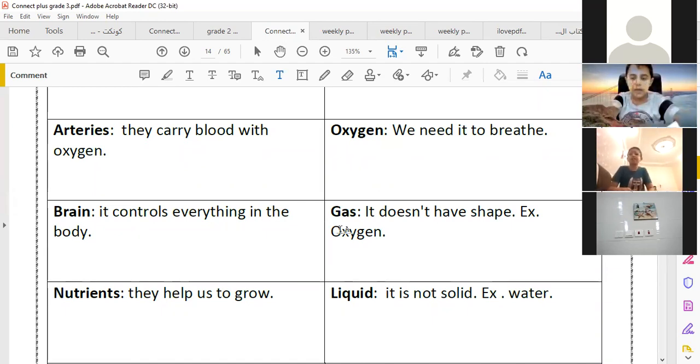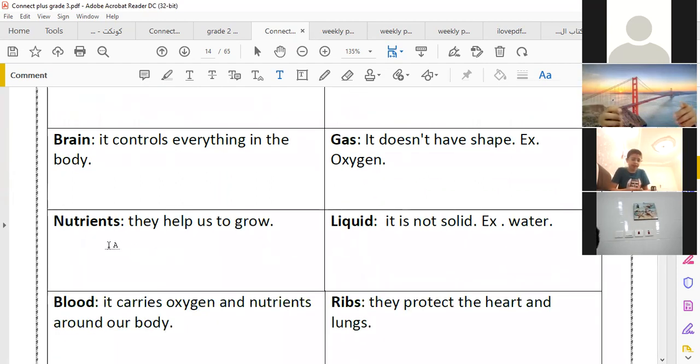Yes. It doesn't have shape. For example, oxygen, nutrients. Wait a minute, students. Who says Mister? What do you need?